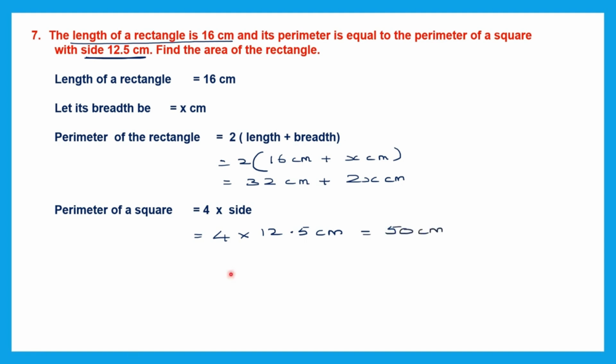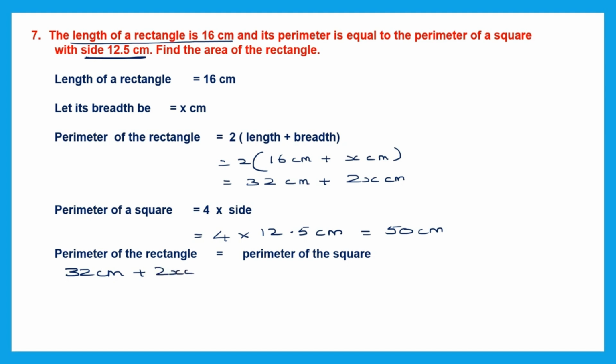Now what does the question say? The question says that the perimeter of the rectangle is equal to the perimeter of a square. So let's write that down. Perimeter of a rectangle is equal to perimeter of the square. That is, what is the perimeter of the rectangle? 32 centimeters plus 2x centimeters. This is equal to perimeter of the square, which is 50 centimeters.